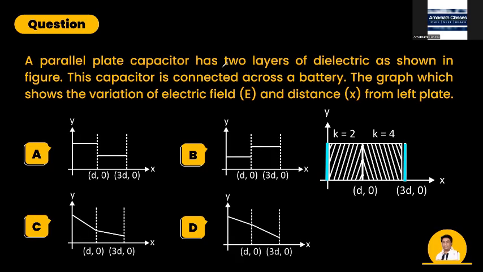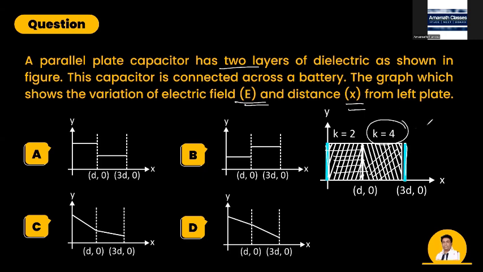Okay, this is a similar question. A parallel plate capacitor has two layers of dielectric as shown in the figure. The capacitor is connected across the battery. The graph which shows the variation of electric field and distance x. So these are two plates. Separation is 3D, but up to D we have dielectric constant 2. And from D to 3D, there is a separation 2D, and dielectric constant is 4.